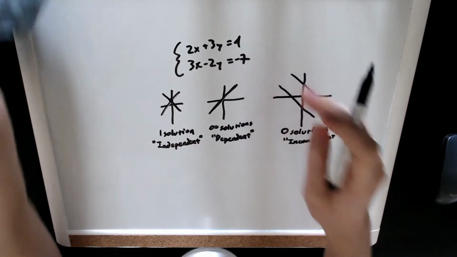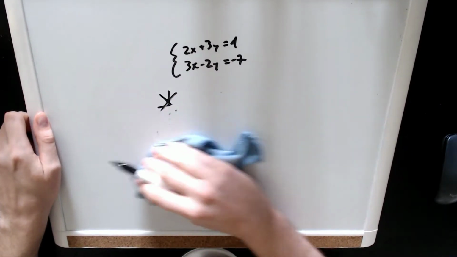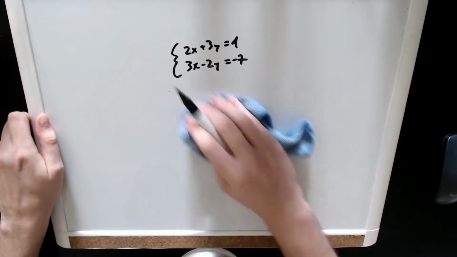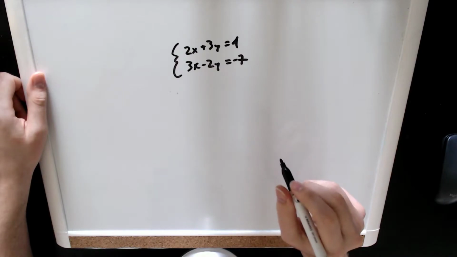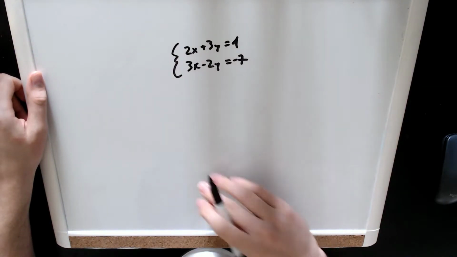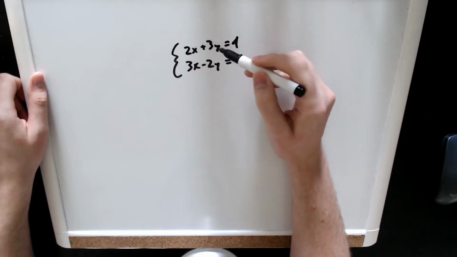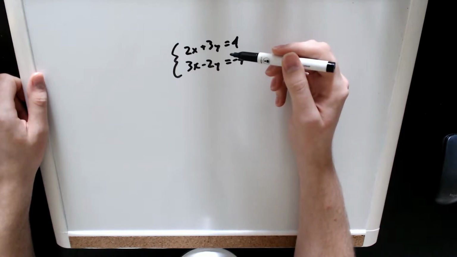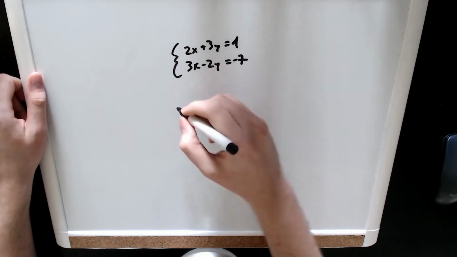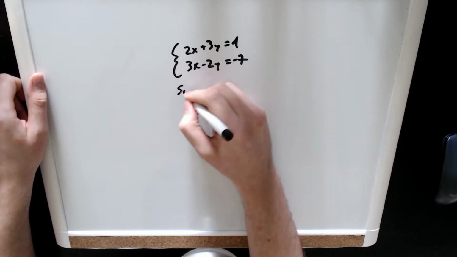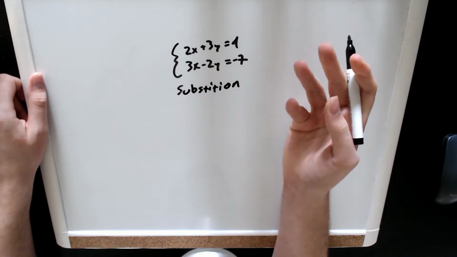So if we take this, let's figure out what kind this is without graphing it. We can do that one of two ways. We can do what's called the substitution method, where we find the value of one variable in terms of another in one of these equations, and then substitute that value into the other equation. This is called the substitution method, which by its name, you might guess that we're going to use substitution.